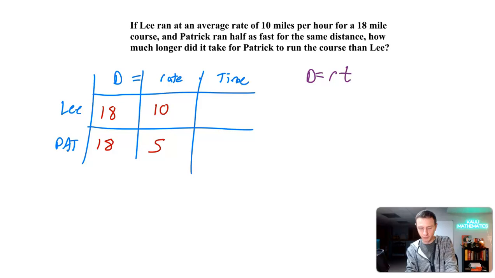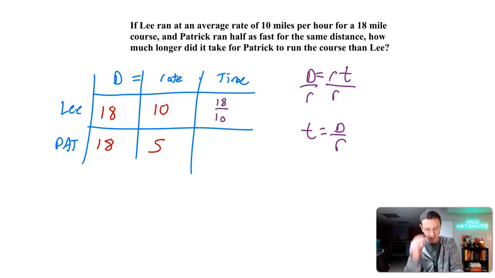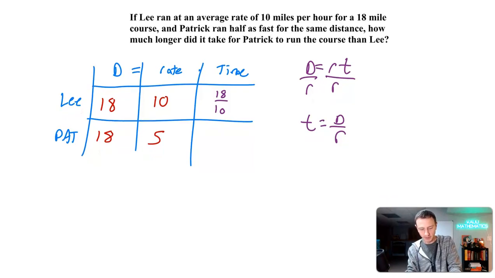So let's get both of their times, and we can do that because we have the equation, distance equals rate times time. Time is my unknown, but I can figure out time by just dividing by rate. So time is equal to distance divided by rate. Time here is going to be 18 divided by 10 for Lee, and time for Patrick is going to be 18 divided by 5. So 18 divided by 10 is 1.8 for Lee. And then Pat took 18 divided by 5, which is 3.6.